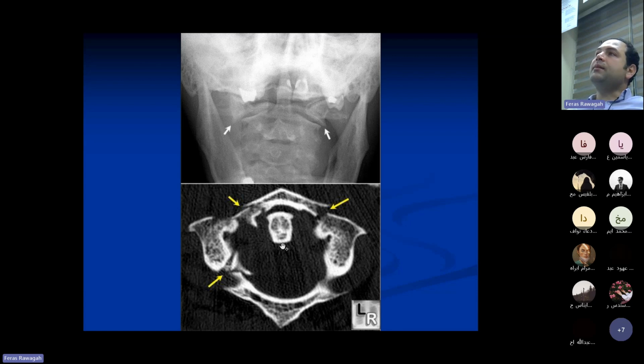If this ligament, the transverse atlantal ligament, is interrupted, then what will happen? The lateral masses of the C1 can go apart from each other, and we look for alignment here to check for this.